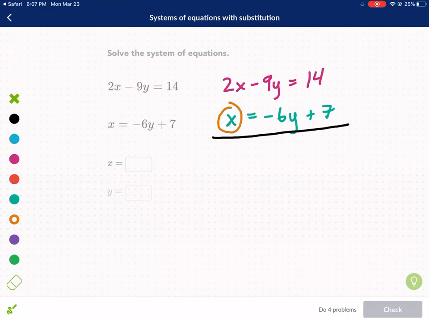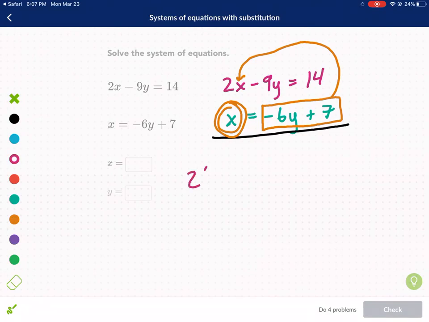That's a good thing. If I have x by itself, then the value on the other side of the equal sign is equal to x. So negative 6y plus 7 and x are the same thing. Anywhere I see x, I could write negative 6y plus 7. Anywhere I see negative 6y plus 7, I could write x. I'm not going to see a negative 6y plus 7 again, but I will see an x. So I'm going to plug that into the other equation.